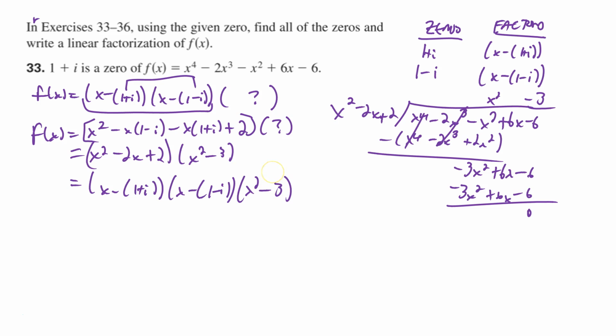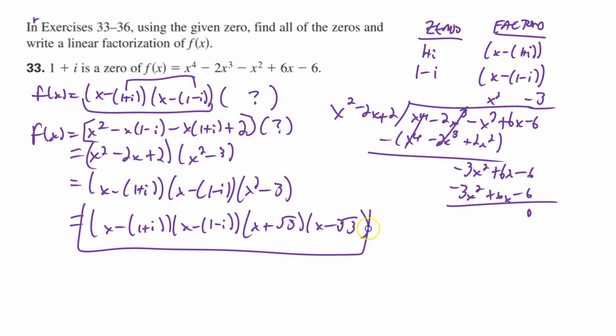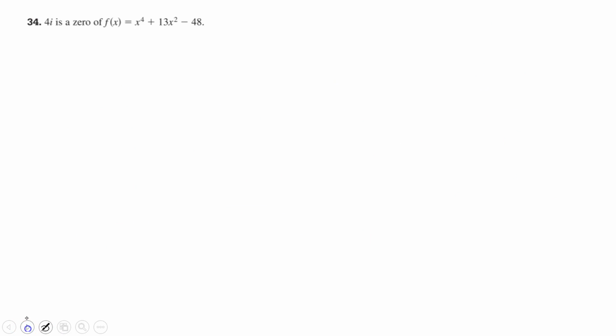X squared minus 3 is kind of weird. We can actually factor that as a difference of squares. It's weird because 3 is not a perfect square, but we can just use square roots. So this is x minus 1 plus i times x minus 1 minus i times x plus root 3 times x minus root 3. So there's our linear factorization, and my last two zeros, if I put them on this list, are root 3 and negative root 3. So we have all of our zeros. Nice.